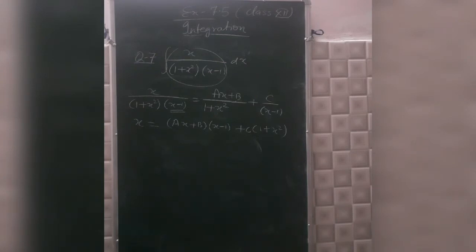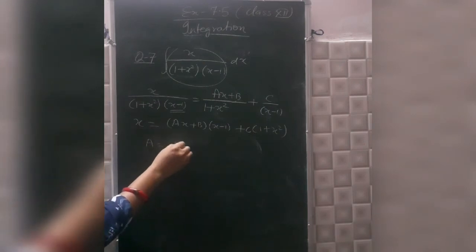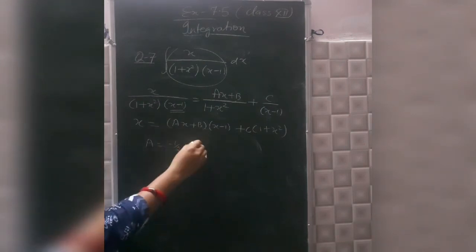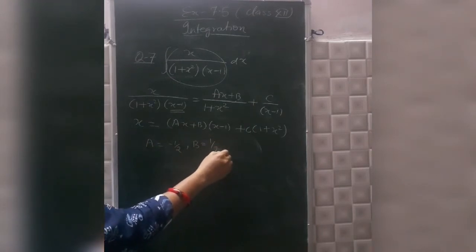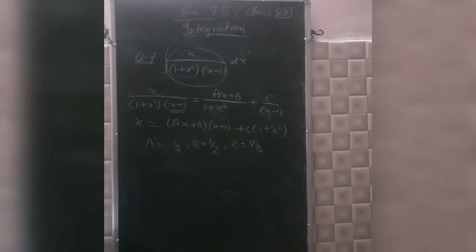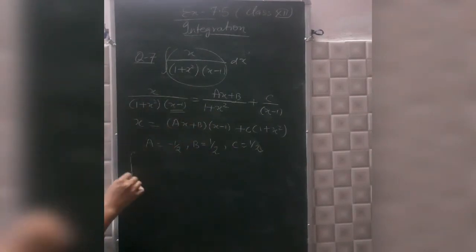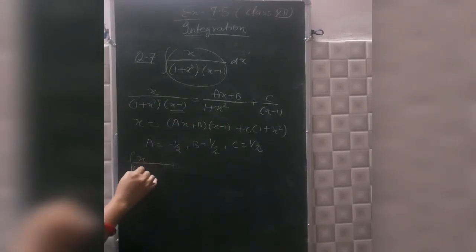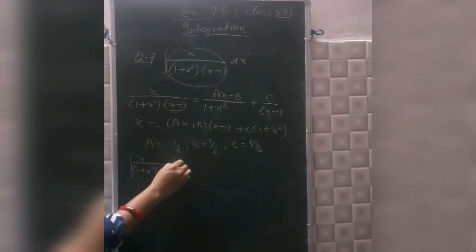constant term a is equals to minus half. You will simplify it. After that you will get the values of a, b, c. I am writing directly the values of a, b, c: b is equals to half and c is equals to half. And by using these three values, this integration x by 1 plus x square into x minus 1 can be written like this.